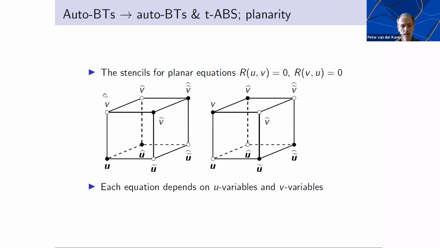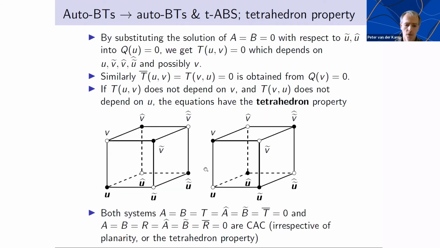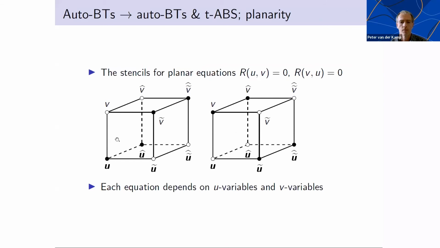If there's no dependence on this variable, and in this picture there's no dependence on that variable, then we will call these equations planar. And similarly for the tetrahedron property, which means that your solution V tilde hat depends only on V, U hat and U tilde and not on U. That's the tetrahedron property. You can see the tetrahedron geometric form here. Then that equation has that property. So these are very similar properties.